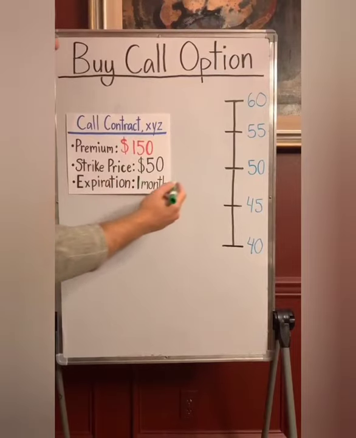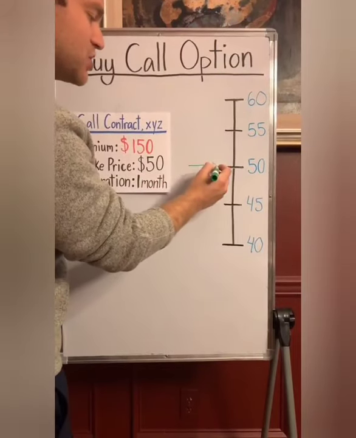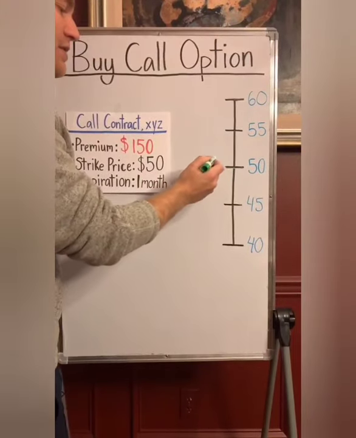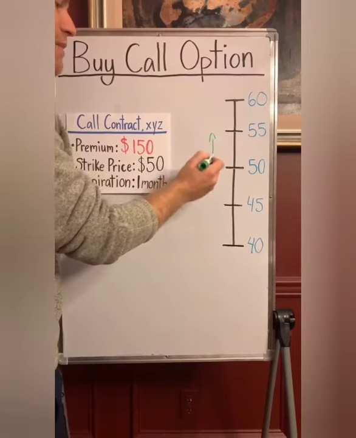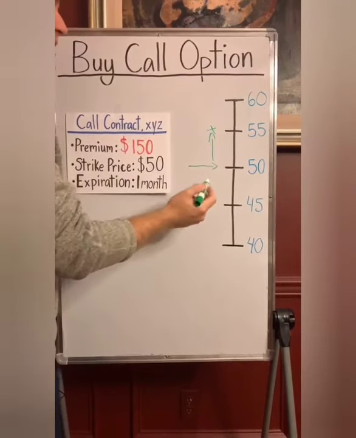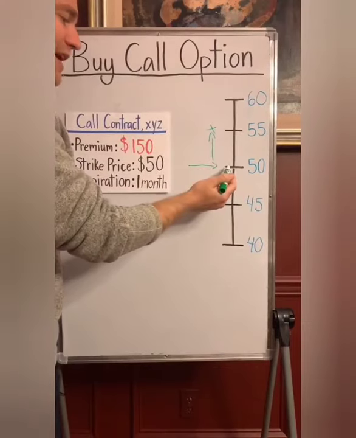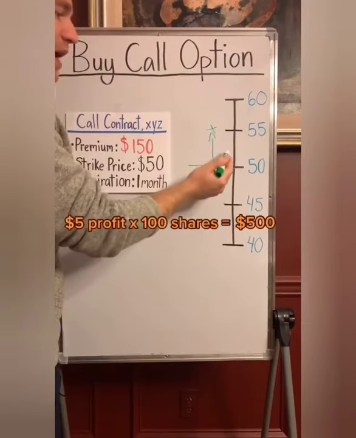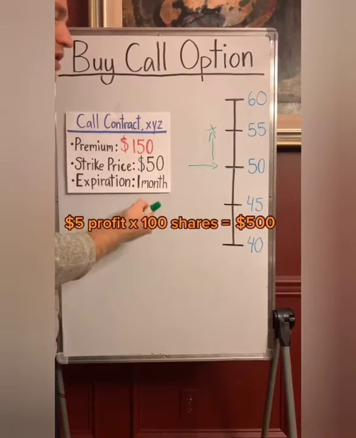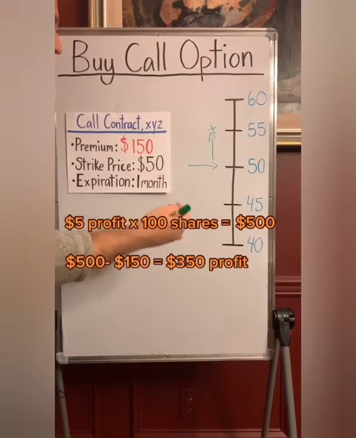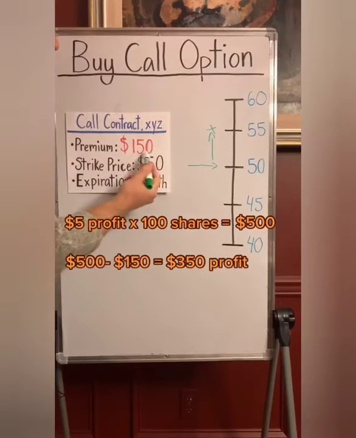Let's say that at the time the contract is bought, the share price of the stock is at $50. Let's say that 1 month down the line, right before expiration, the share price is at $55. Well, I have a contract that says that I can buy it at $50. That's a $5 profit, and since every contract is 100 shares, that's a $500 profit minus the $150 premium, of course.